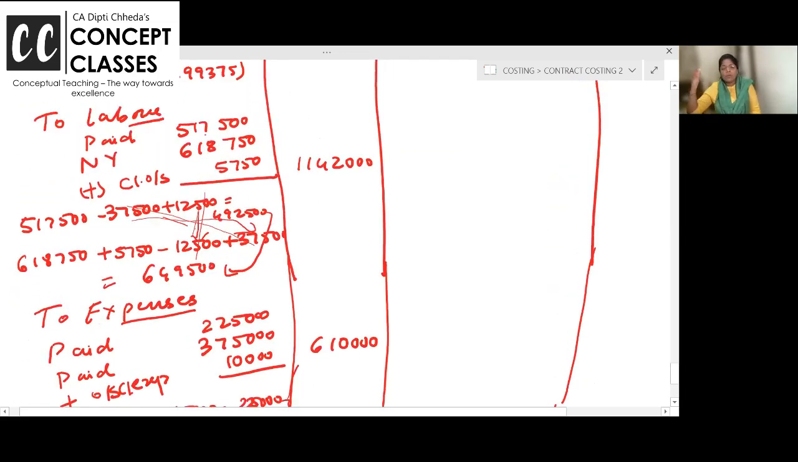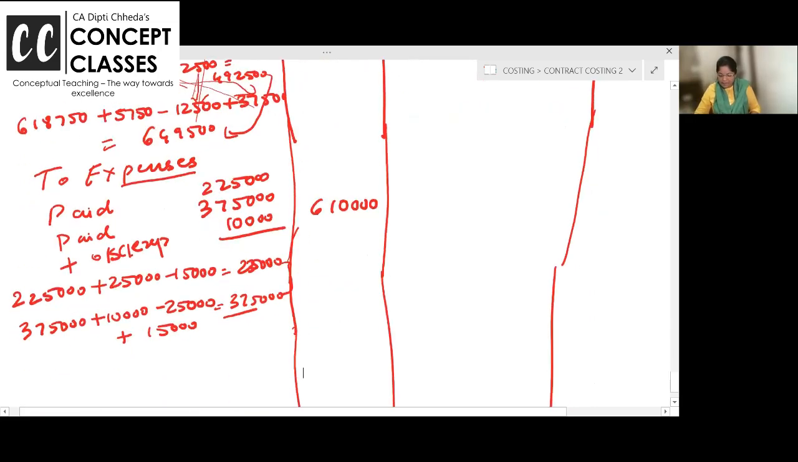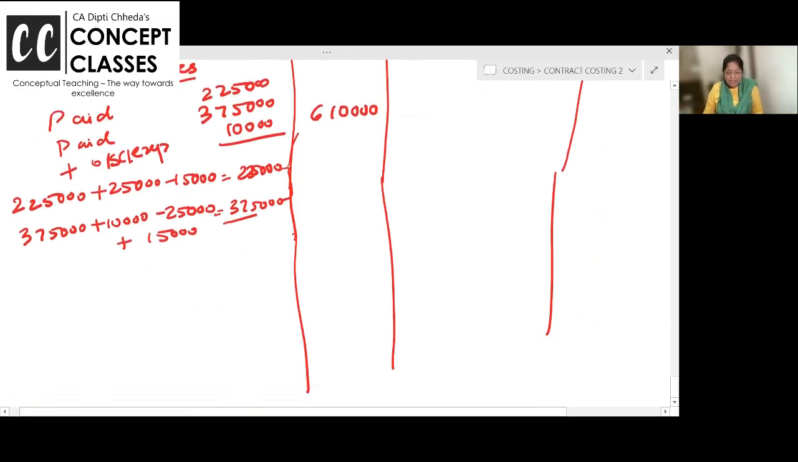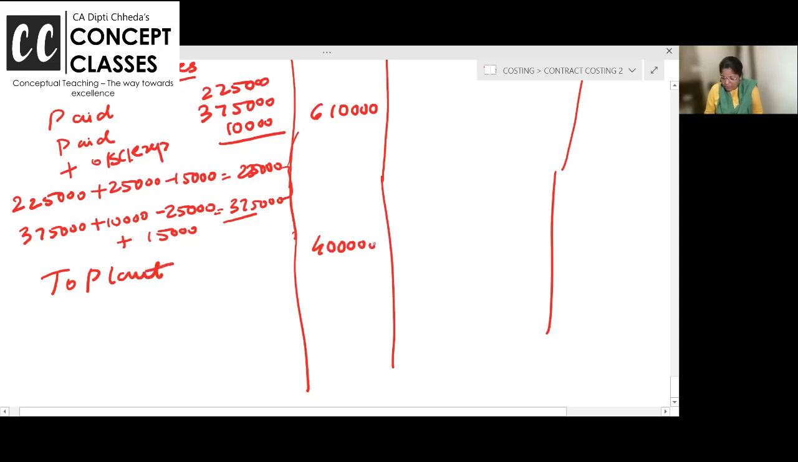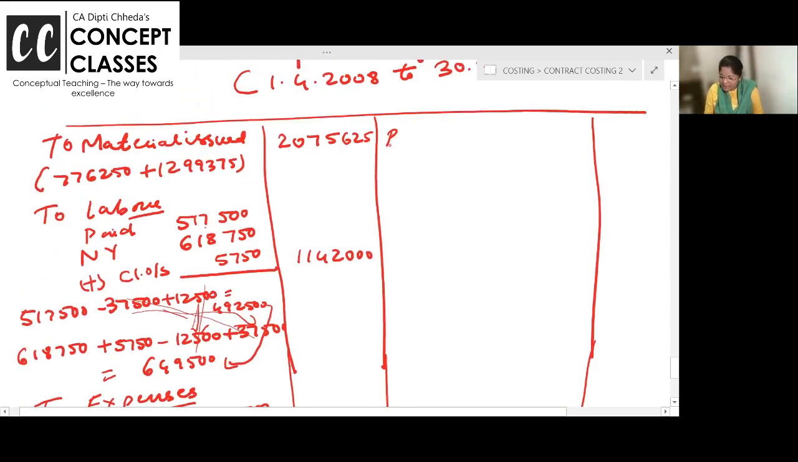So for the whole project, for 18 months, what is my material? This. What is my labor? This. What is my expense? This. How much plant I have sent, purchased and sent? 4 lakh. Debit side is over. 4 lakh. Come to the credit side.